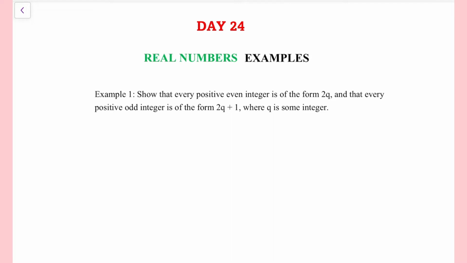So example 1: show that every positive even integer is of the form 2q and that every positive odd integer is of the form 2q plus 1, where q is some integer. Let a be any positive integer and b equals to... this b will be given in the question itself, but a little indirectly.